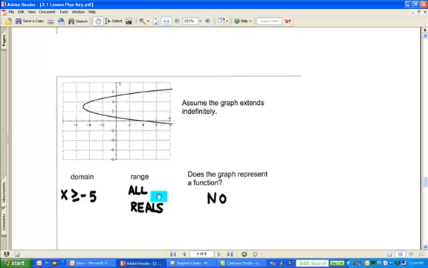Now, the reason the range is all reals, these two branches of the parabola not only go out forever. But notice what happens. As you extend out, they get wider and wider and wider. So what that means is when you're scanning from bottom to top, you're virtually going from no stopping on the bottom to no stopping on the top. That's why the answer for range is all reals.